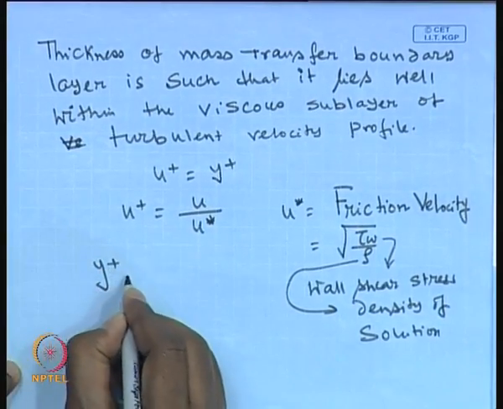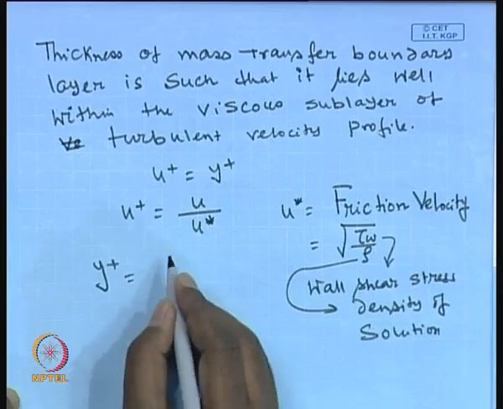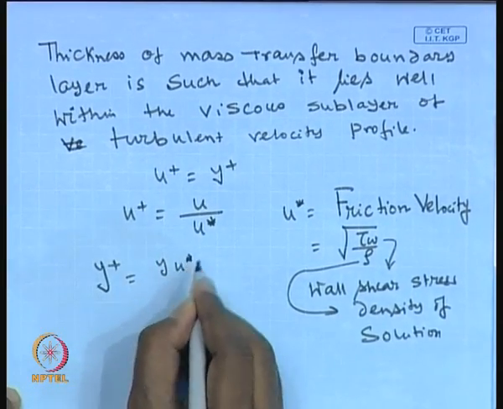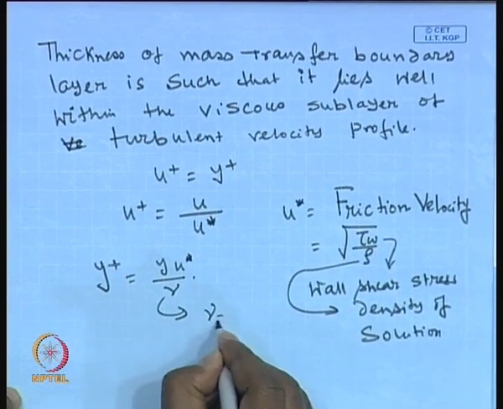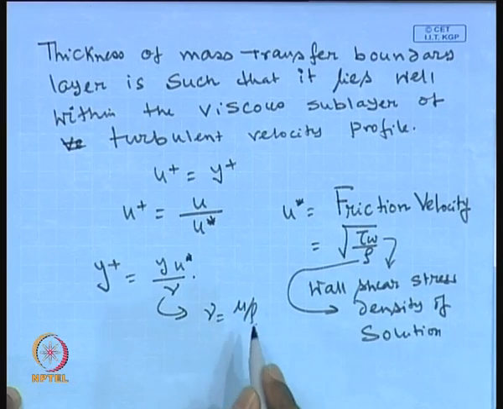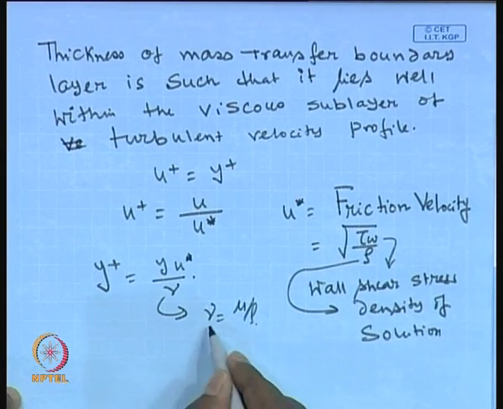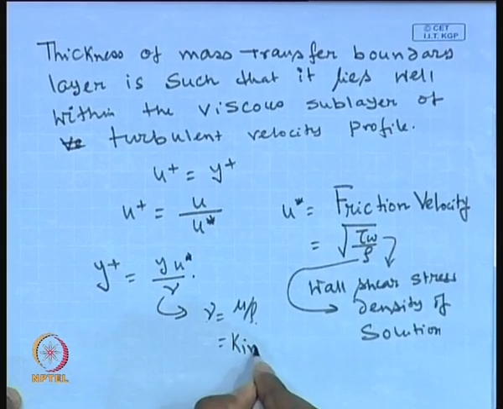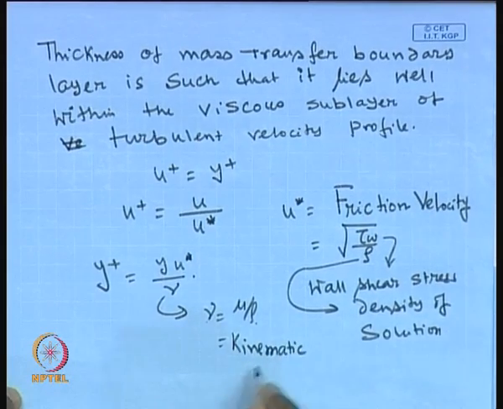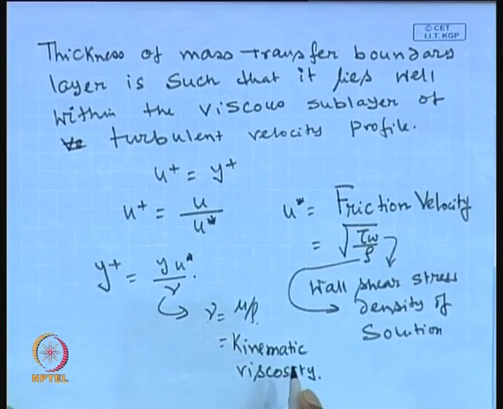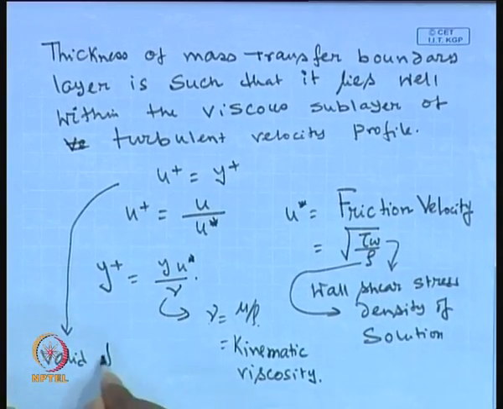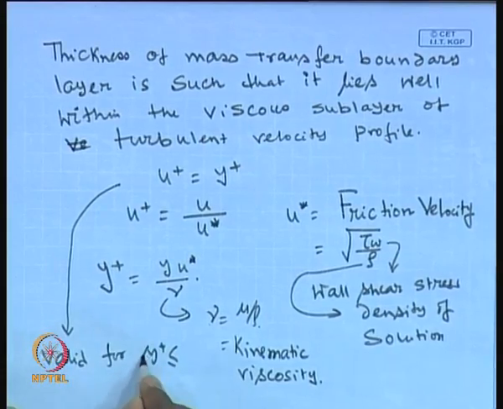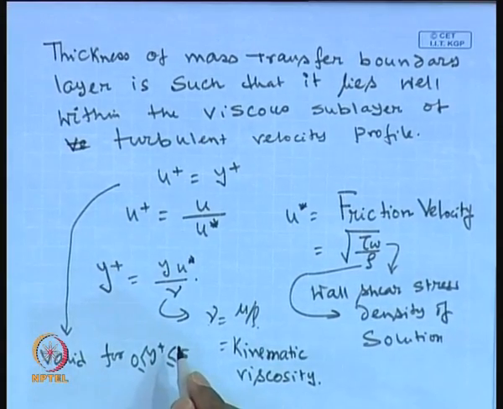And what is y plus? Y plus is again a non-dimensional distance, it is y u star by nu. What is nu? Nu is the kinematic viscosity, mu by rho. So, mu is the viscosity, rho is the density, so it is known as the kinematic viscosity. And this relationship is valid for y plus lying between 0 and 5.